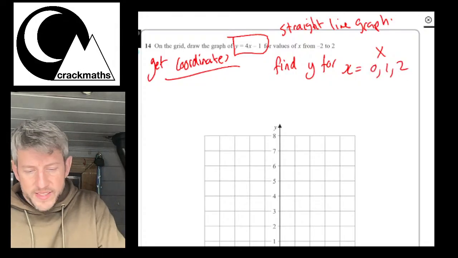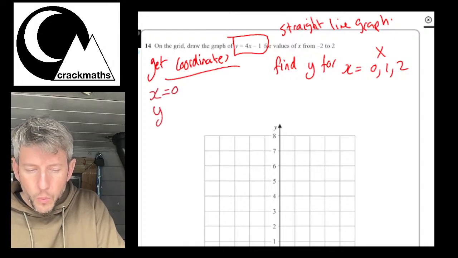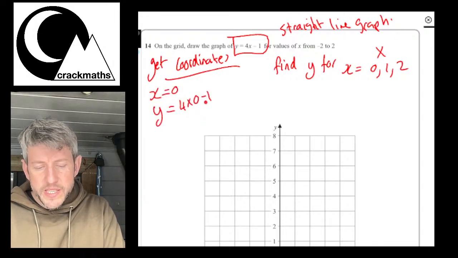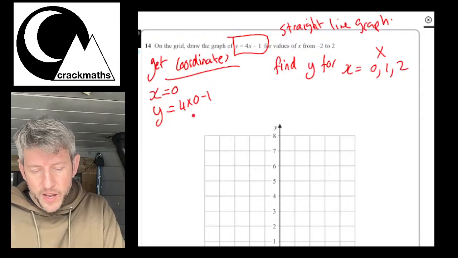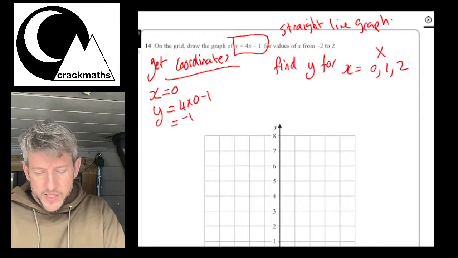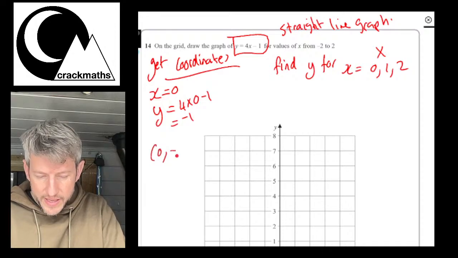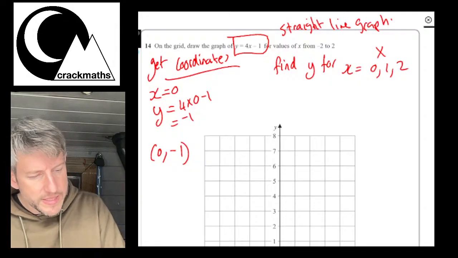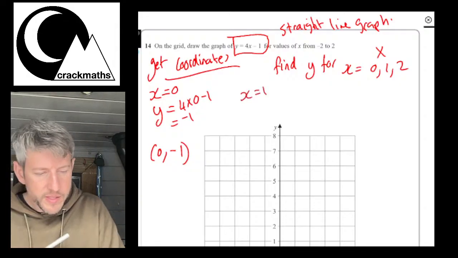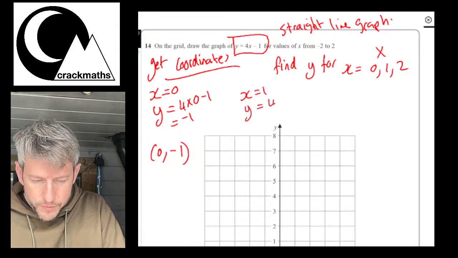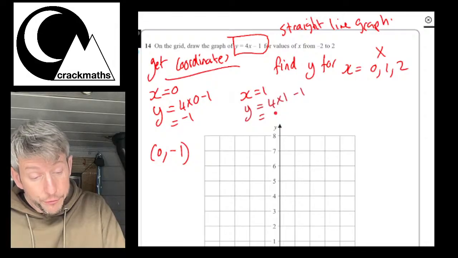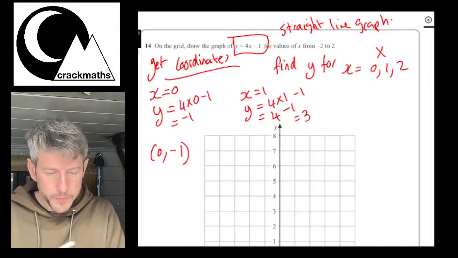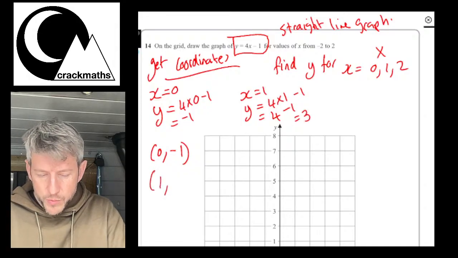When x equals 0, y equals 4 times 0, take away 1. Well, 4 times 0 is 0, so that gives us y equals minus 1. So one coordinate that we're going to draw is 0, minus 1. Another coordinate, let's look when x equals 1. If x equals 1, y equals 4 times 1 minus 1. 4 times 1 is 4, 4 minus 1 gives us 3. So we've got another coordinate, which is 1, 3.